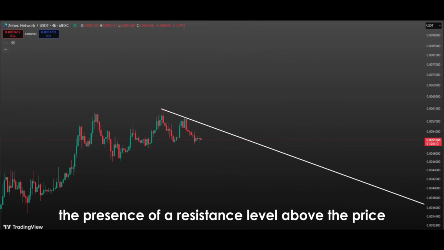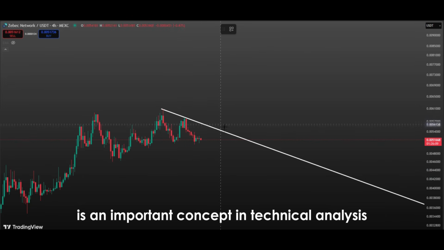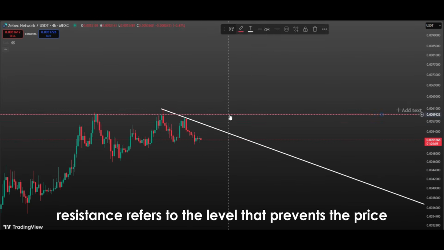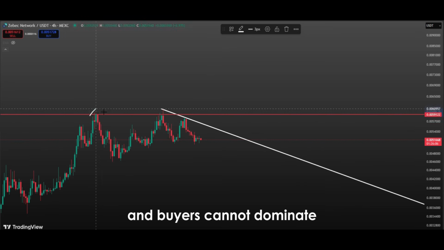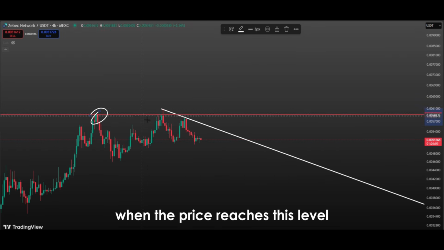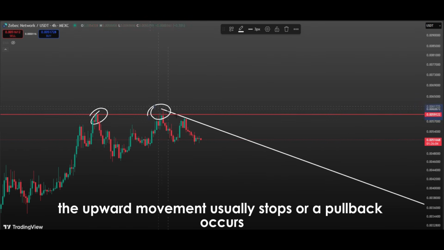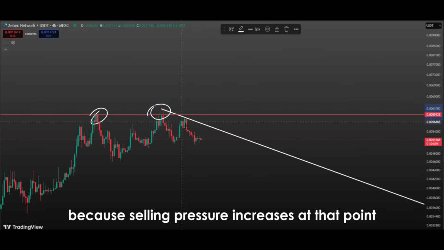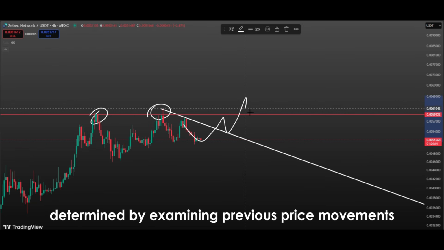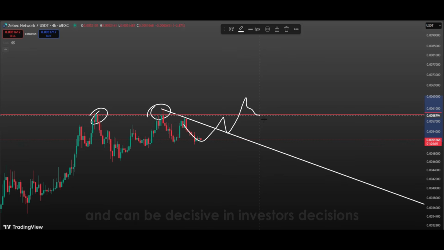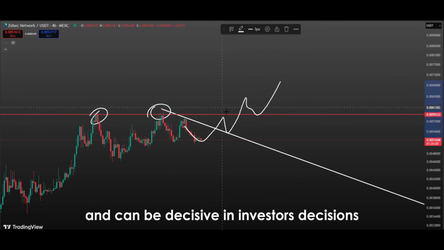The presence of a resistance level above the price is an important concept in technical analysis. Resistance refers to the level that prevents the price from rising, where sellers concentrate in the market and buyers cannot dominate. When the price reaches this level, the upward movement usually stops or a pullback occurs because selling pressure increases at that point. The resistance level is one of the significant price points determined by examining previous price movements and can be decisive in investors' decisions.